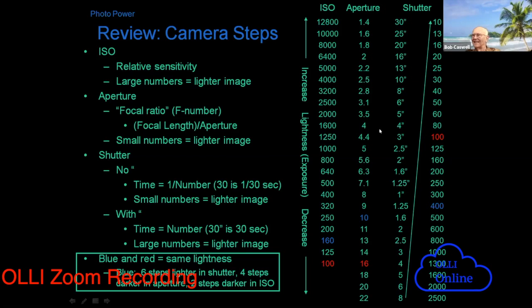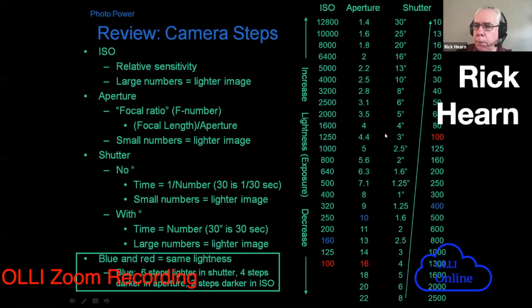But anyway, the column of numbers that you see for aperture are determined by the diameter of the opening in the lens, but the amount of light that gets in is the area, and that's why that square root gets into there.